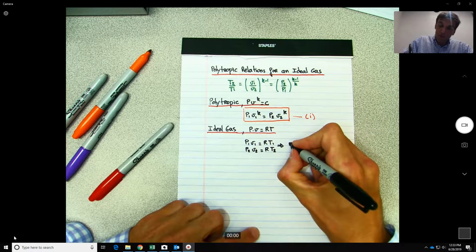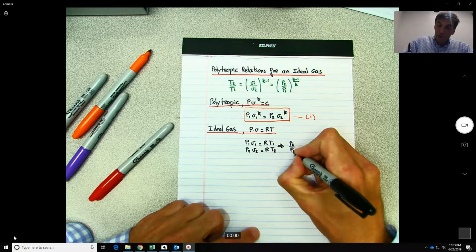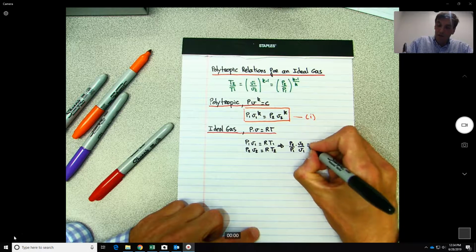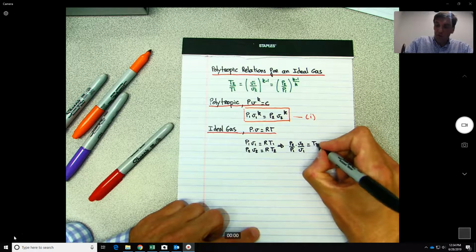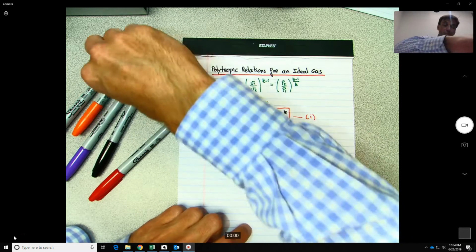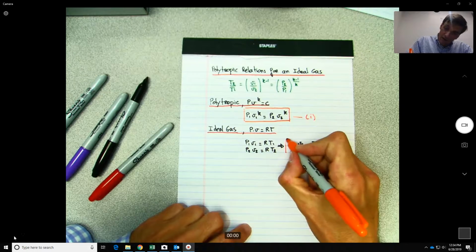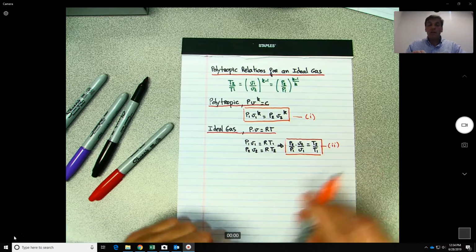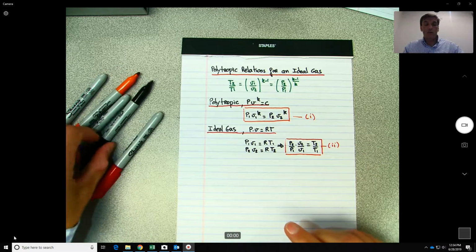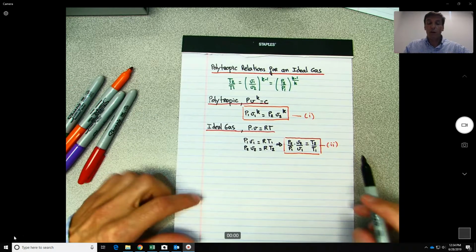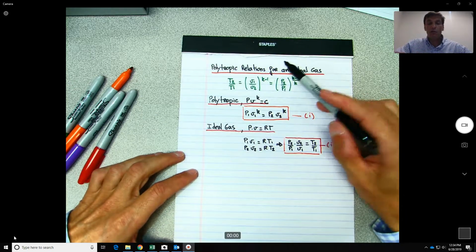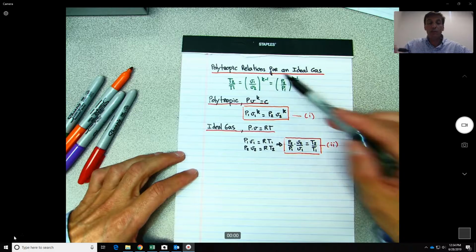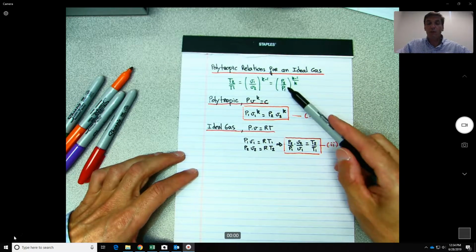Okay, let me just rewrite this one under this form: P2 over P1 times V2 over V1 will be equal to what? T2 over T1. So basically now it's just a matter of knowing what is the information that we want to keep and what is the variable we want to eliminate. So let's say we would like to derive this expression here, T2 over T1 equals V1 over V2 to the K minus 1. So that means that we need to eliminate the variable P.